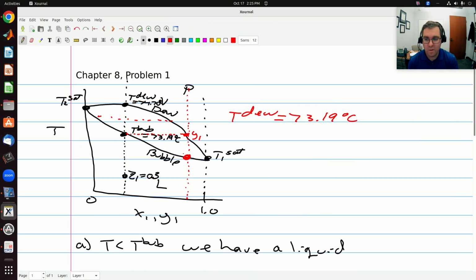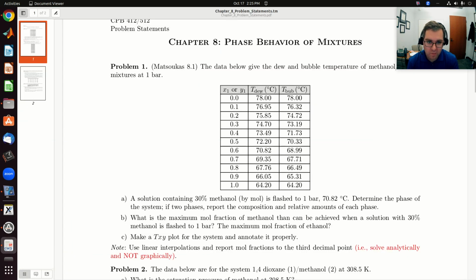We'll go over to MATLAB, but just looking at the data to feel our way through it, what I'm looking for is when T bubs was 73.19. So I want to find where I get 73.19 in terms of T dew. That's going to come between 0.4 and 0.5 mole fraction. How we're going to get that is via interpolation.